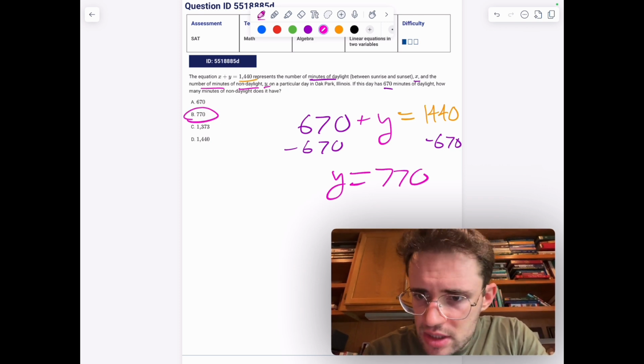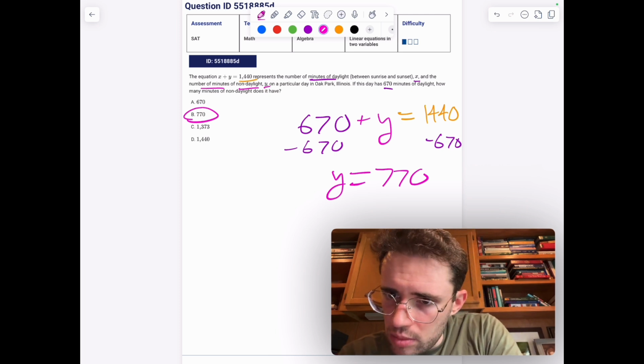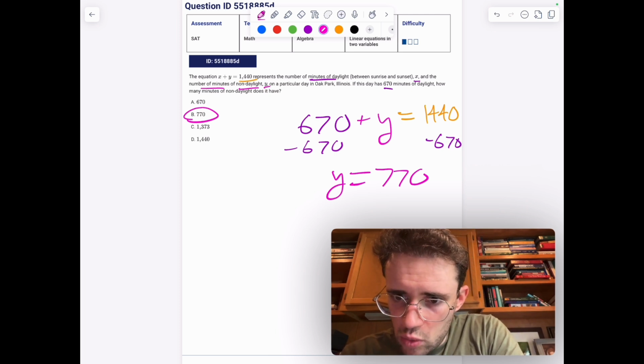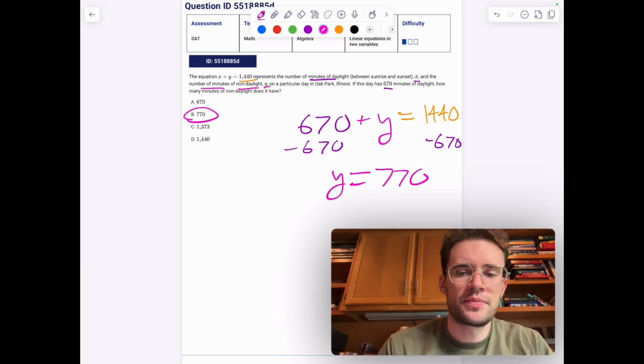Let's check that. 770 plus 670, that would be 1,300 plus 140, which should be 1,440. Perfect.